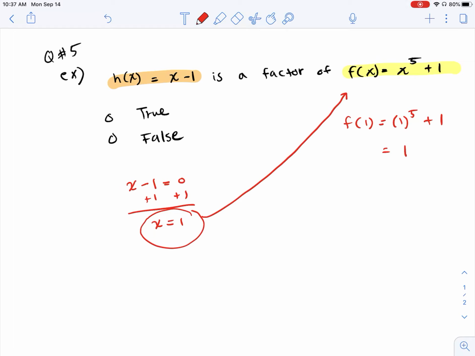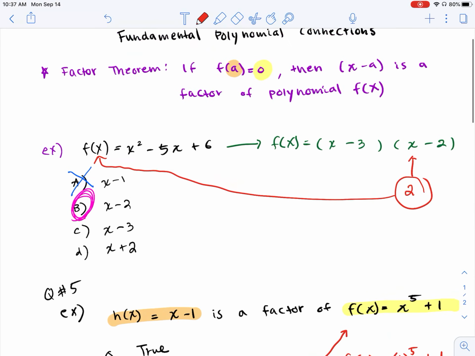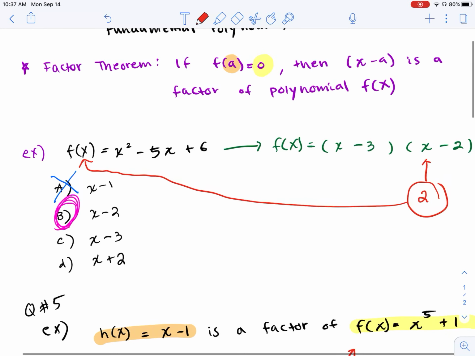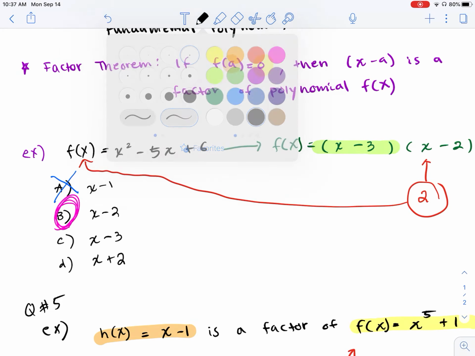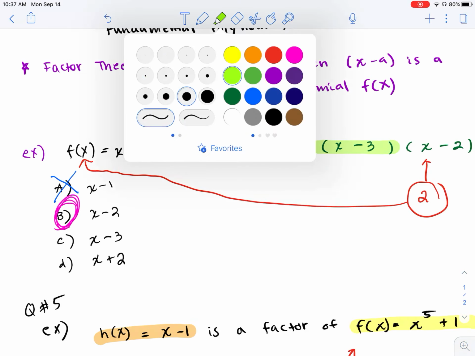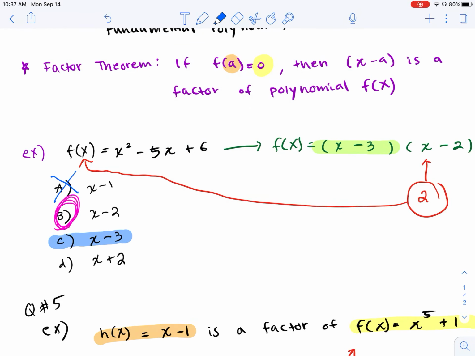1 to the 5th power is just 1. You'll notice it equals 2. It does not equal 0. False. It's not a factor. If you actually look at the previous example, you may have caught it already, but this is also another factor. So right now, you can actually try doing the same steps for C, and it should also be a factor.